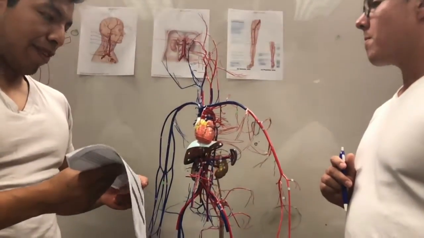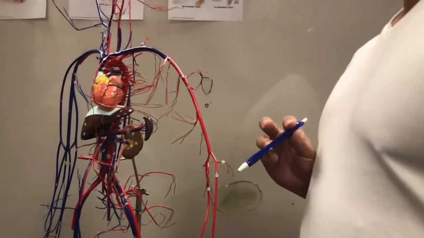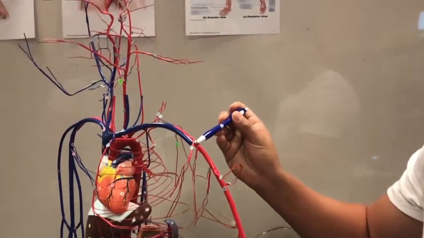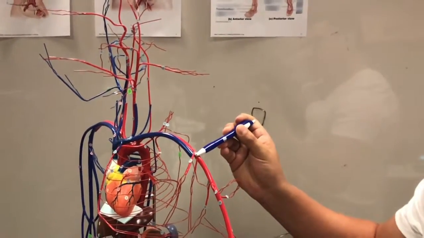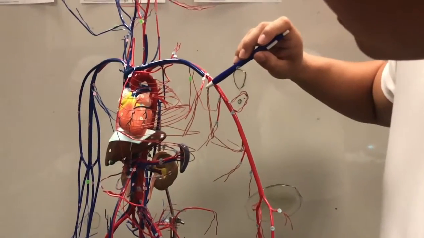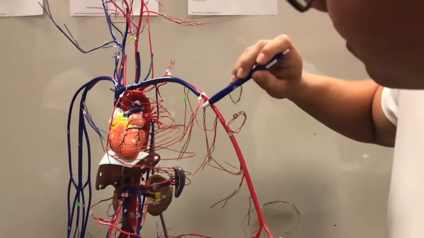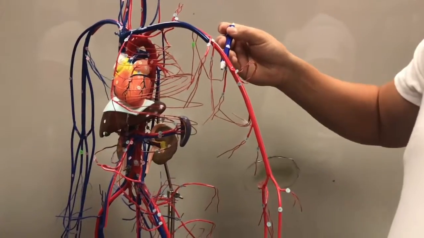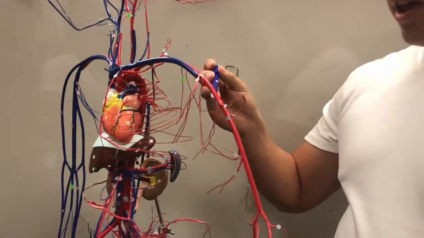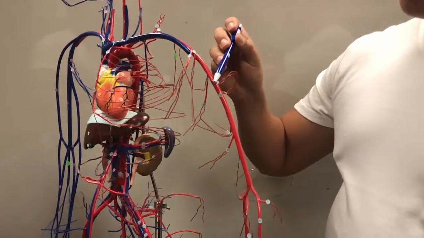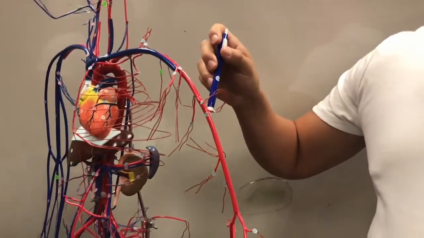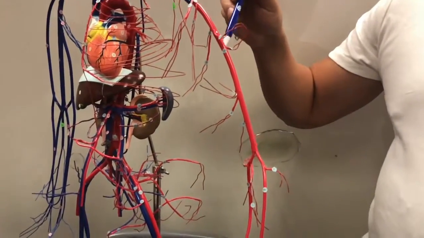All right, upper limb vessels. The axillary artery. Axillary artery, right here. All right, the lateral thoracic artery. Lateral thoracic artery, right here. Yep. Subscapular artery, right here. The anterior circumflex humeral artery. Anterior circumflex humeral. The posterior circumflex humeral artery. Posterior circumflex humeral.